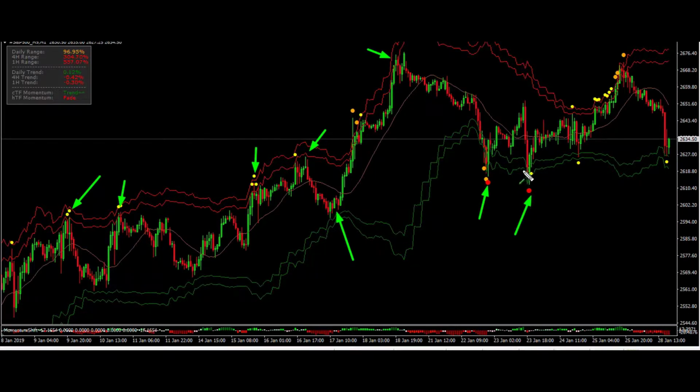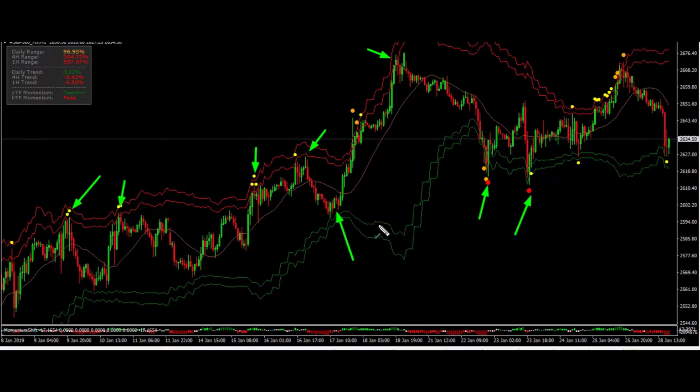So we've talked about these dots previously, but they're also an indication of overbought or oversold conditions. The yellow dots, of course, mean that the market is only slightly overbought or oversold. Orange dots would be a higher degree of overbought or oversold trading conditions, and the red dots are going to be the most authentic indication within the dots category for a market that is either overbought or oversold.